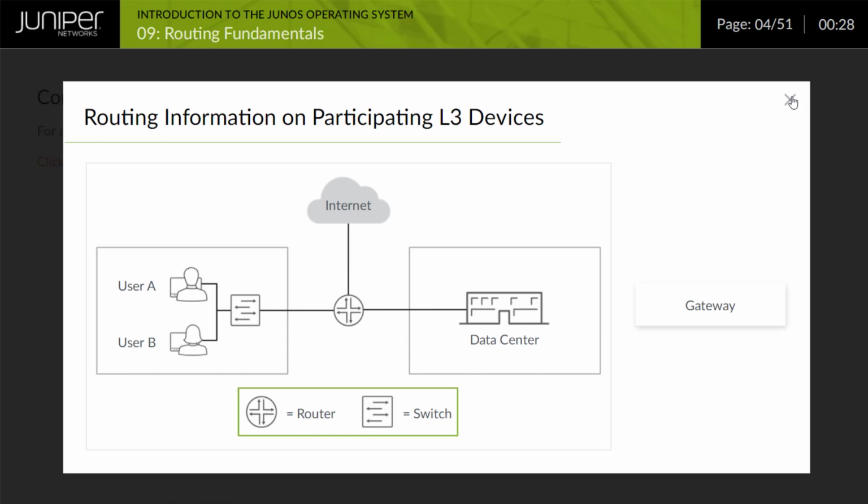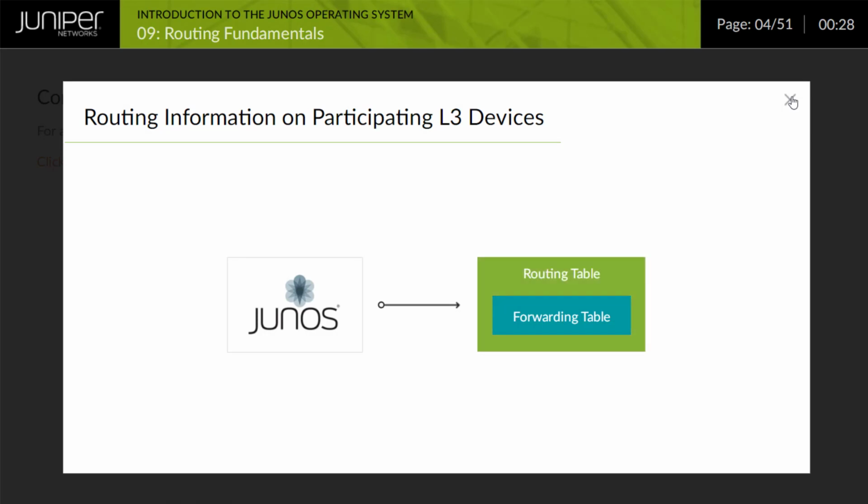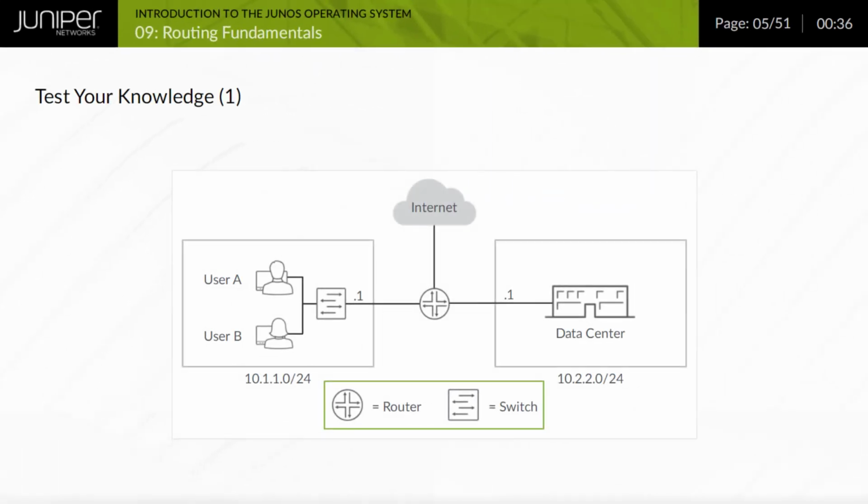The gateway device must determine the proper next hop for each destination prefix for transit traffic it receives. Devices running the Junos OS use the forwarding table, which is a subset of information found in the routing table, to make this determination. Routing and forwarding tables will be discussed in the following sections. Consider the simple routing scenario displayed on the screen.